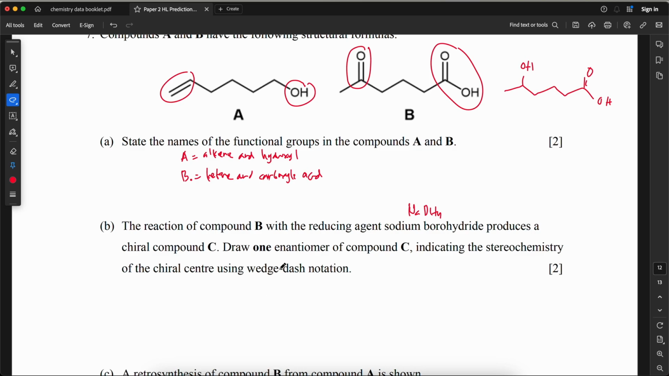So let's now draw one enantiomer of compound C, which has the chiral center. It is a carbon atom attached to 4 different groups of atoms. So that would be C, this would be H, this one would be OH, and this would be CH2CH2COOH, and this one would be CH3.